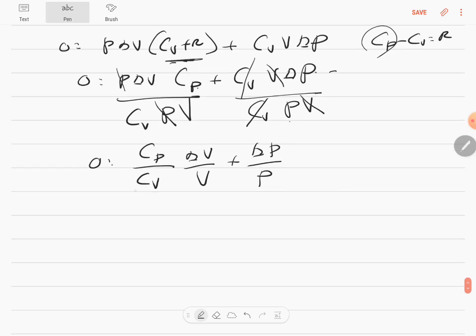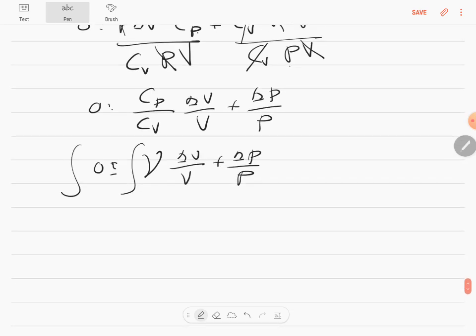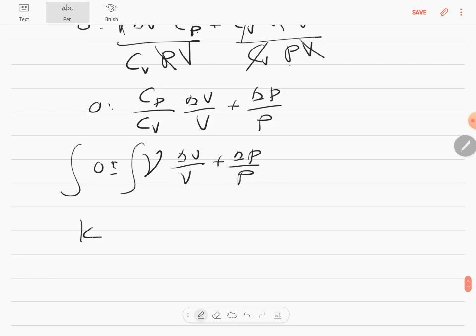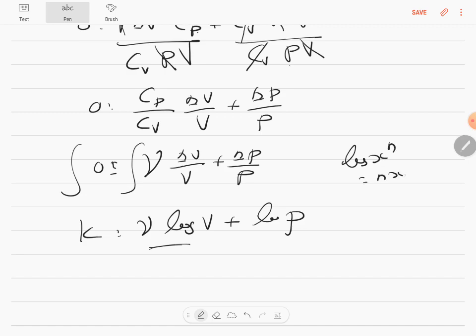Cp by Cv itself, you should know, is a constant always, which is given by gamma. So 0 is equal to gamma times delta V by V plus delta P by P. Now integrating both sides, integration of 0 is a constant. When you integrate 1 by V dV, it will be log V. It will be ln V, but here they are using log straight away, they don't use 2.303 and all. Log V plus integration of this will be log P. This property, log of x to the power n, can be written as n log x.